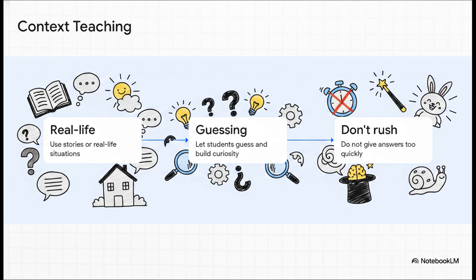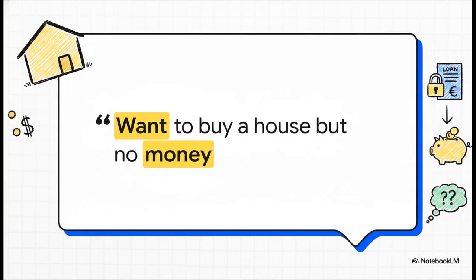From a student's perspective, this is the magic trick. Letting us sit with the mystery for a second, letting us guess, it literally wakes our brains up. We get completely invested in the lesson because we just want to see if our predictions are actually right. Let me show you a real-life example of using context for new vocabulary.